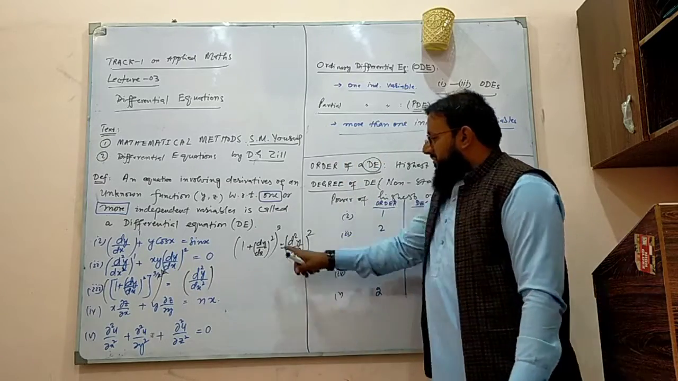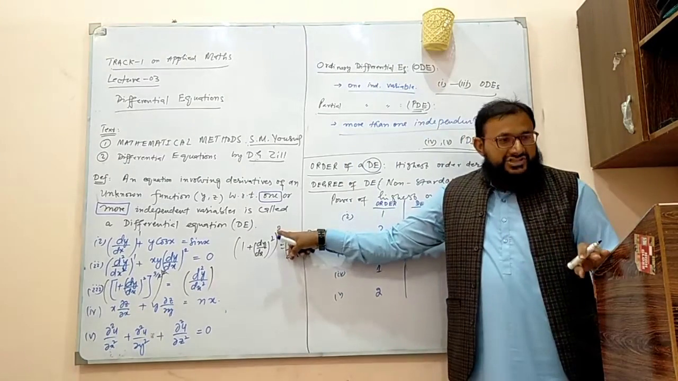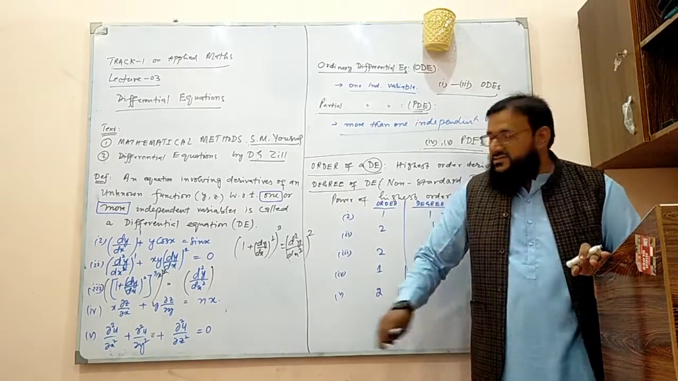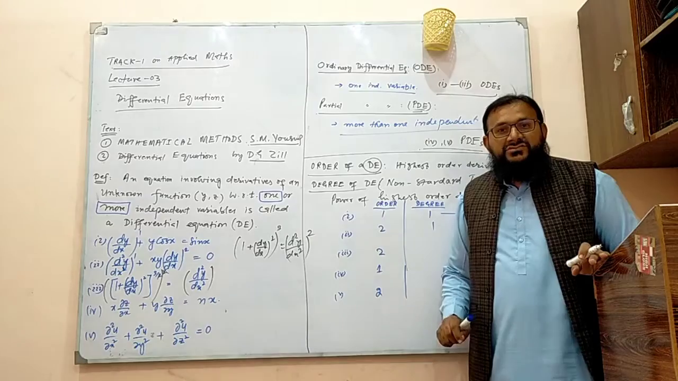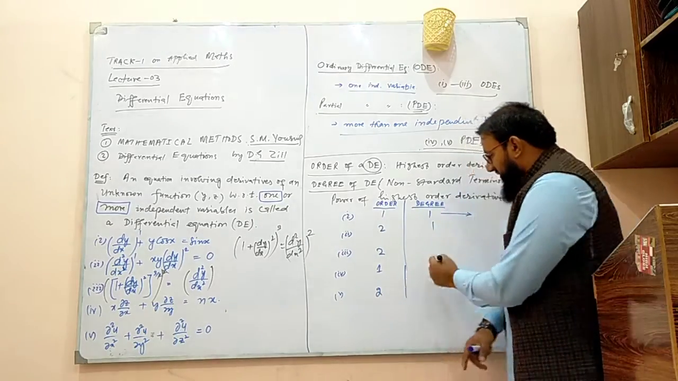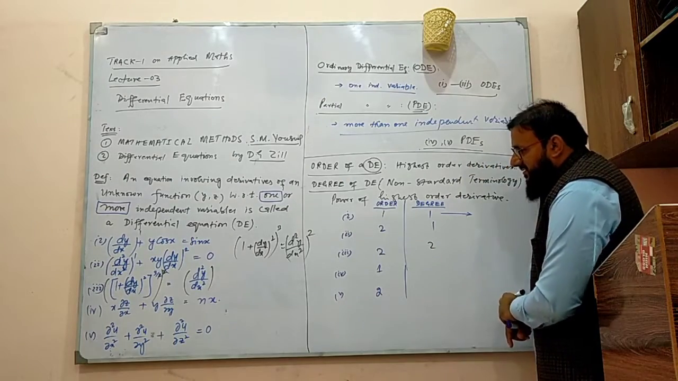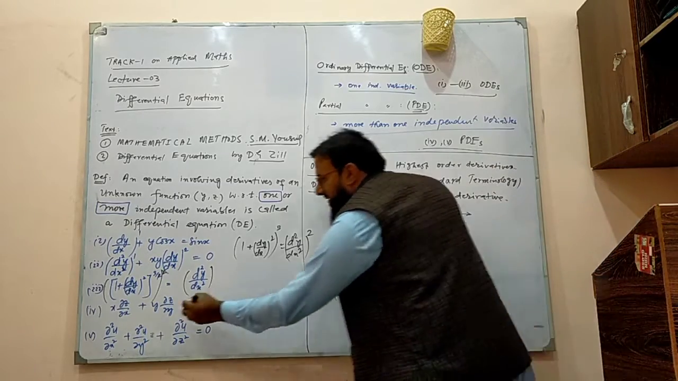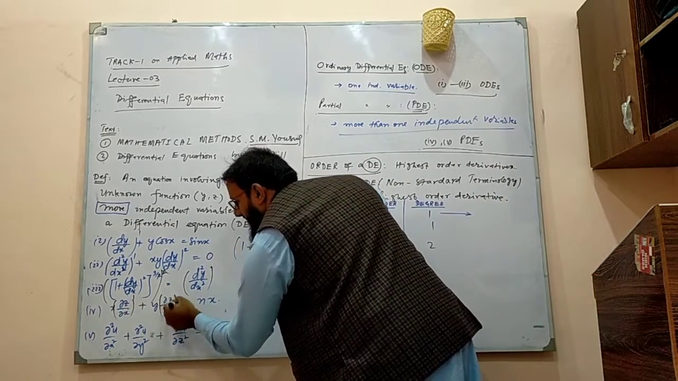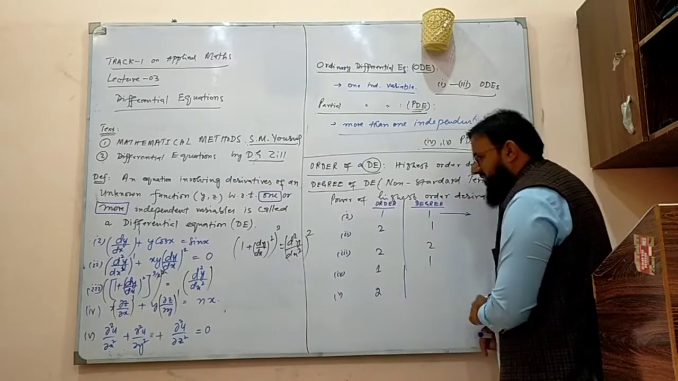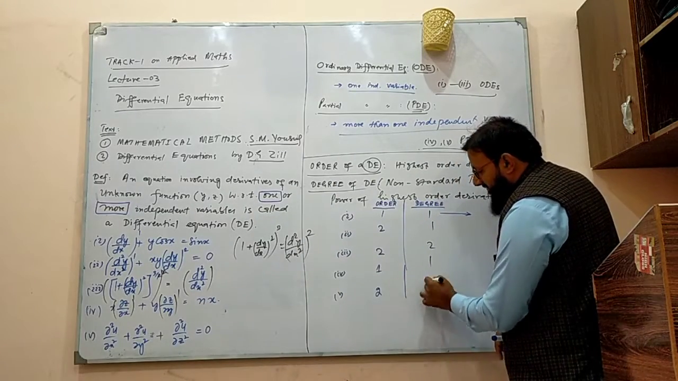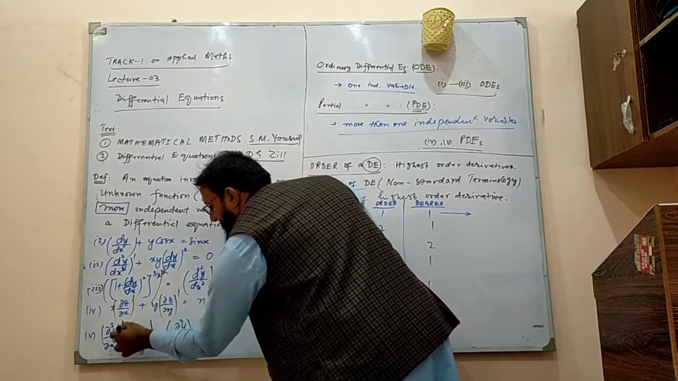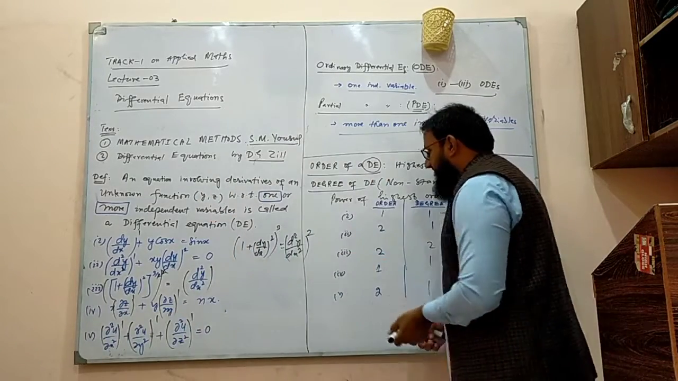Now this power is not a fraction. So you have to cancel all the fractional powers and all the radicals. Now what is the power of the highest derivative? 2. So the degree is 2 in this case. What is the degree in the fourth case? 1. What is the power of this one? 1. And the fifth one? 1, because if you check the power of each and every one, that's 1. So the degree is 1.